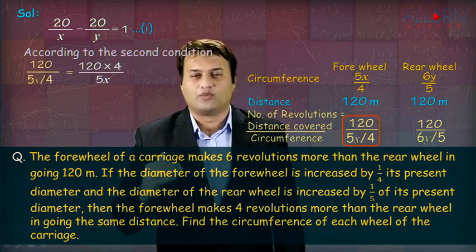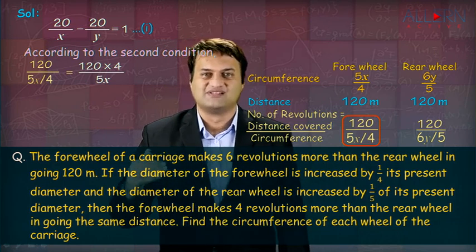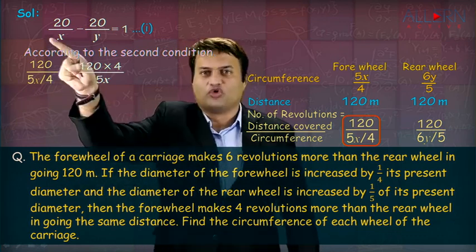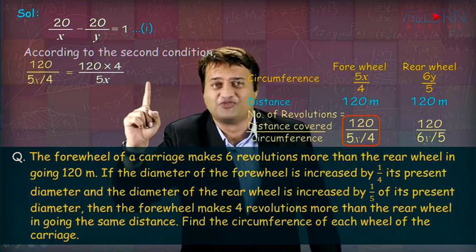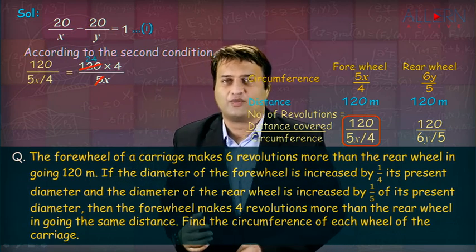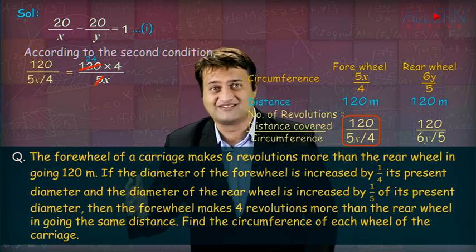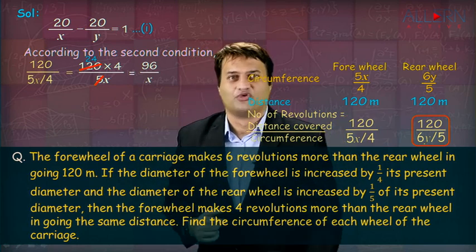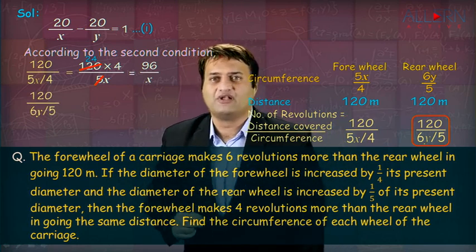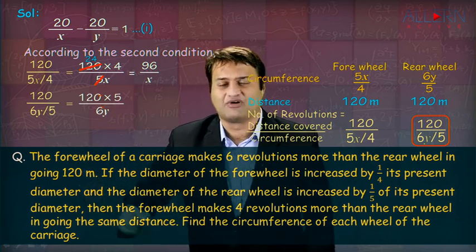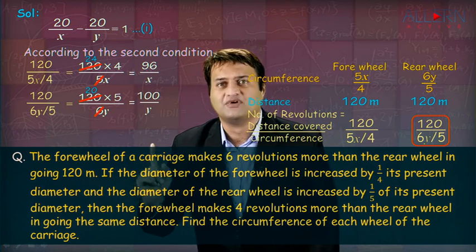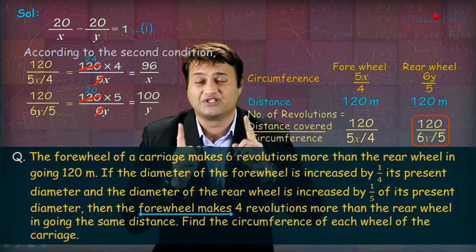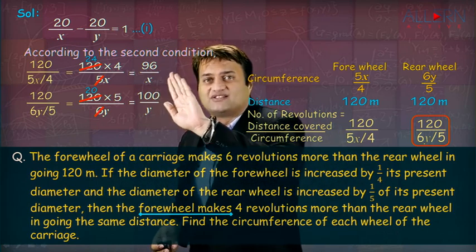We get 120 upon 5x upon 4, where 4 goes to the numerator. As I said, we get 120 into 4 upon 5x. Let's do it. 5 twenty-fours, you get 24 into 4 upon x, which is equal to 96 upon x. That's the new number of revolutions of the forewheel, 96 upon x. For the rear wheel, it will be 120 into 5 upon 6y, which is equal to 6 twenties, which is equal to 100 upon y. So the new number of revolutions is 100 upon y. So whatever equation we form will be as per 96 upon x and 100 upon y.